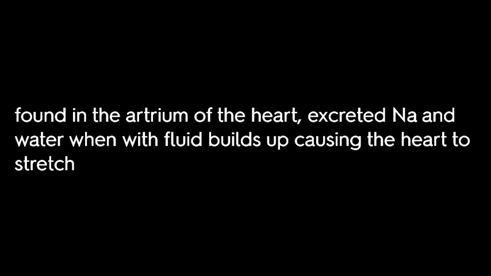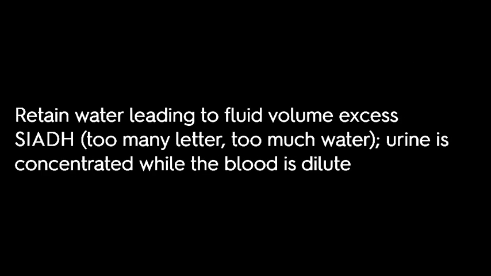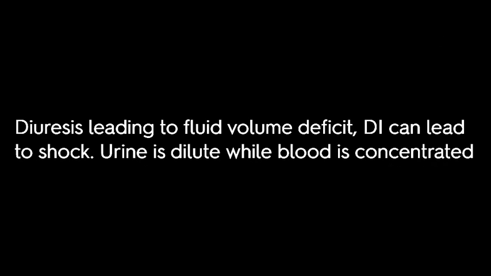Addison. ANP is found in the atrium of the heart and excretes Na and water when fluid builds up, causing the heart to stretch. ADH retains water; too much ADH retains water, leading to fluid volume excess. SIADH: urine is concentrated while the blood is dilute. Too little ADH causes diuresis, leading to fluid volume deficit. DI can lead to shock; urine is dilute while blood is concentrated.